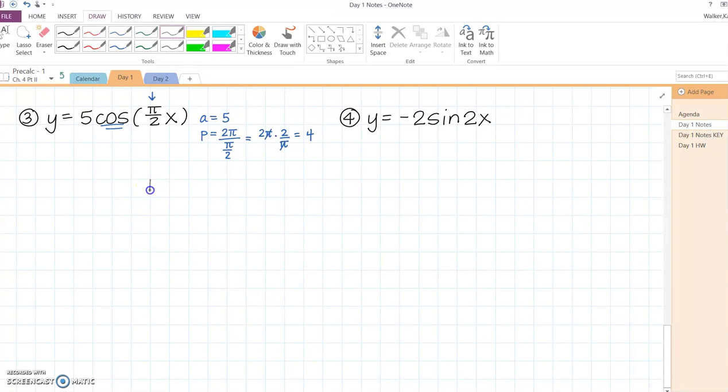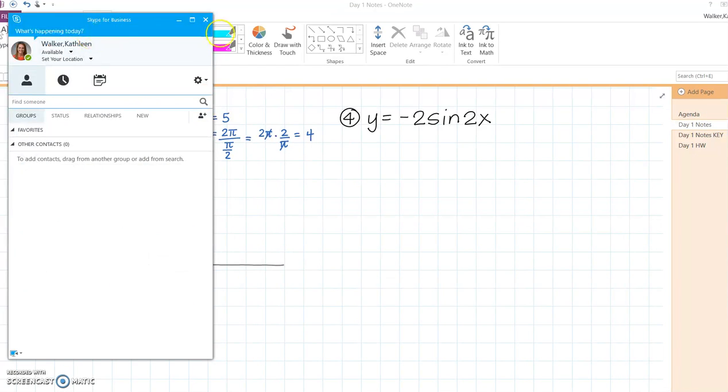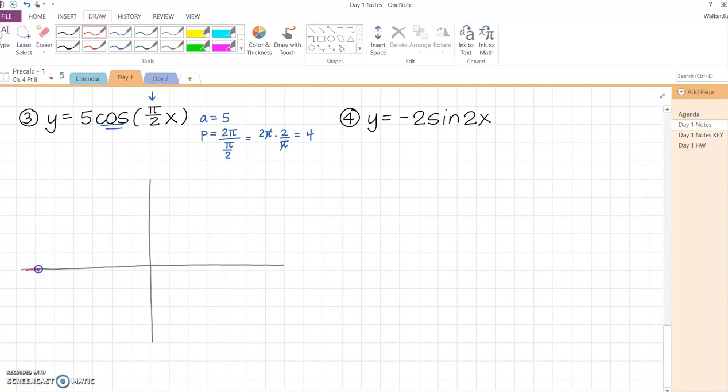So when I start graphing, you want to be really careful about how you label your axes. I don't have any shifts up or down or shifts left to right, so my midline is still at 0,0. This is going to be your axis of symmetry. And I want to go up 5 from there and down 5 to catch the high and the low points. So that's the amplitude.